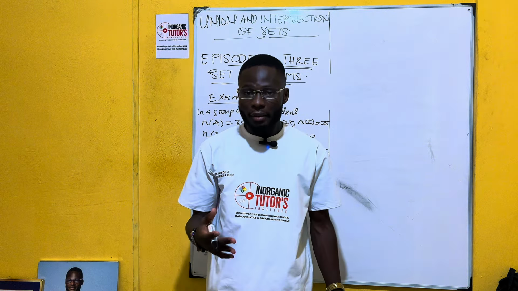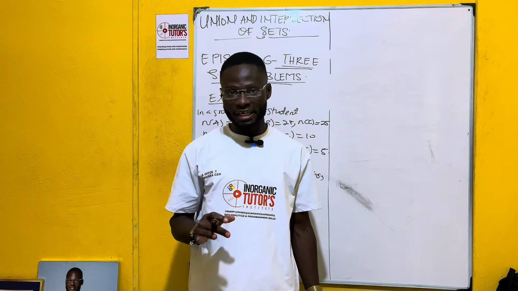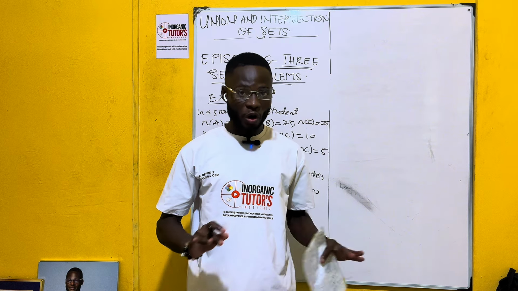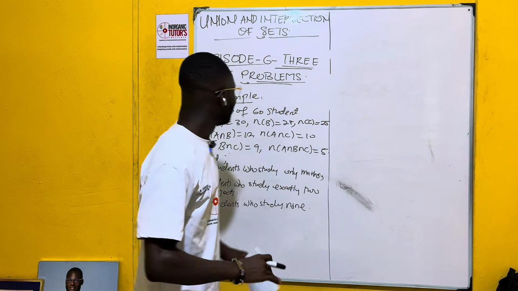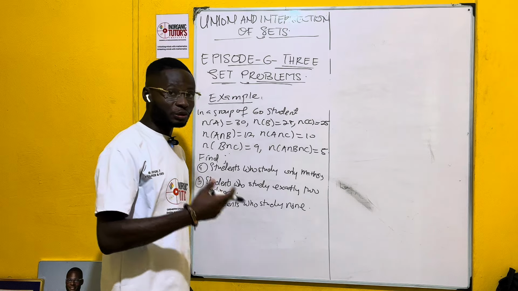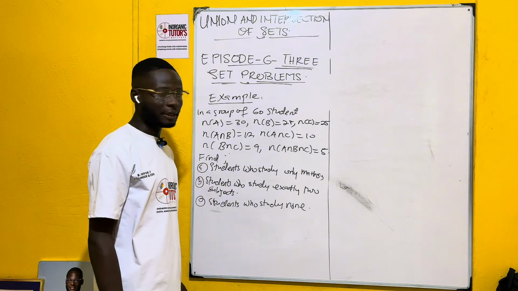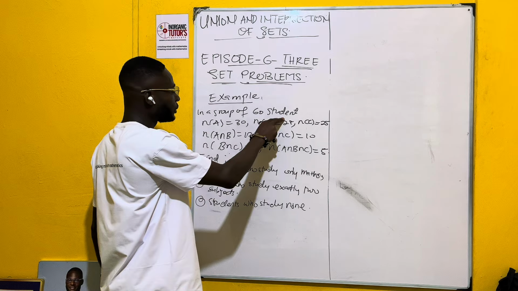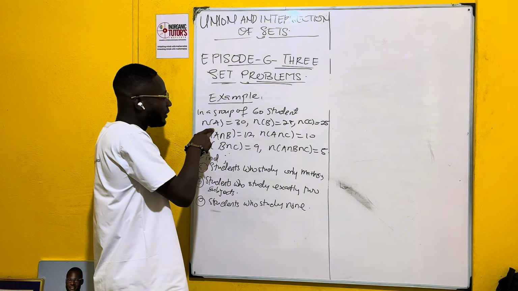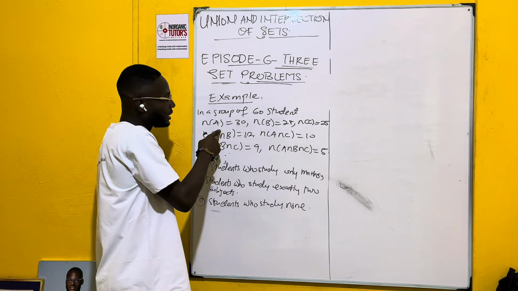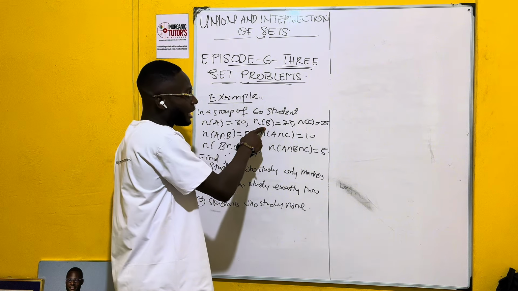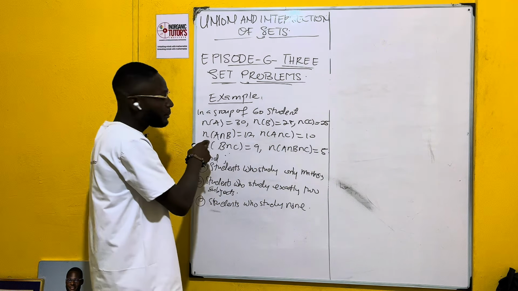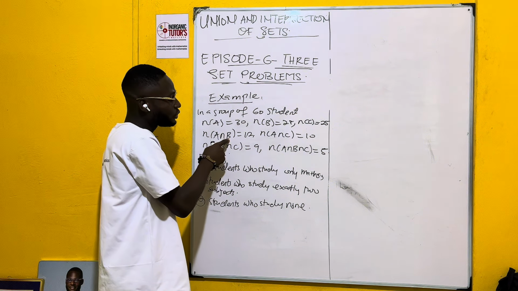Okay, welcome back from the short break. I believe that you have been able to digest the concept and you agree with me with all the explanations, right? Now, this is an example that I want us to use to clarify the concept. The question says, in a group of 60 students, the number of actuarial science students is 30. The number of biology students is 28, the number of chemistry students is 25, and the number of actuarial science and biology students is 12.